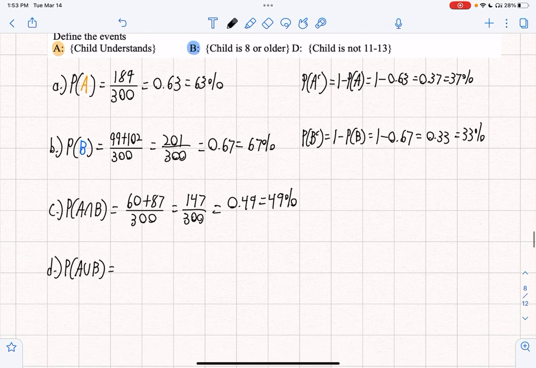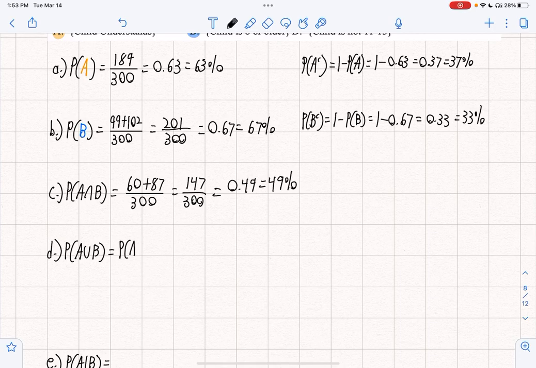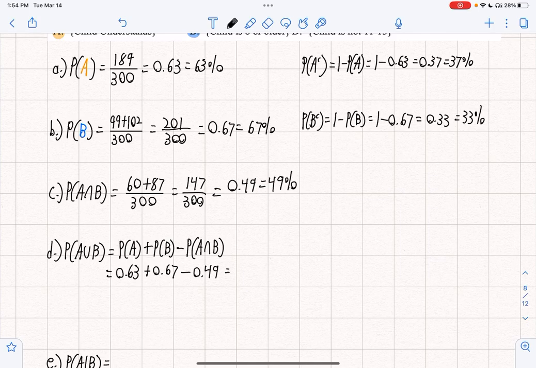Okay, probability of A or B. Well, we can use our additive rule, which is the probability of A plus the probability of B minus the probability of A and B. And we've just found all of these, so we have 0.63 for A, and then 0.67 for B. So 0.63 plus 0.67 minus A and B, 0.49, which is 0.81 or 81%.